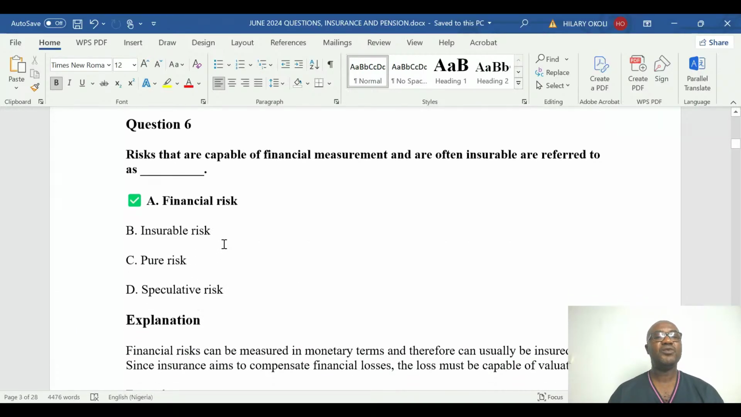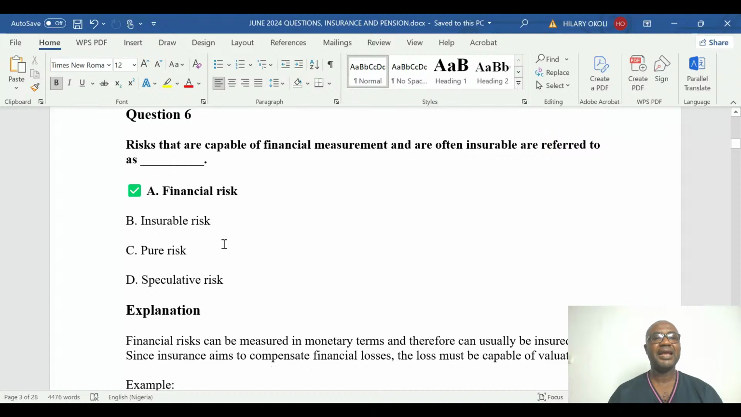The next question, we look at risks. We are saying risks that are capable of financial measurement are often insurable, are referred to as what? We had this in one of yesterday's discussions, but if you remember, that was pure risk we discussed there yesterday. But here the answer is financial risk, because the question is different. So financial risks are capable of financial measurement and are often insurable.